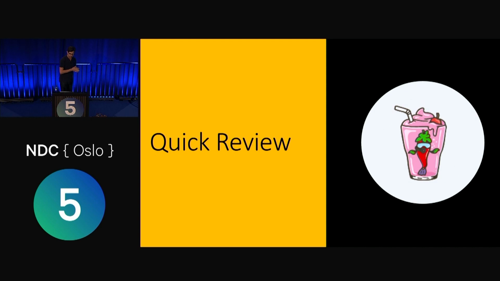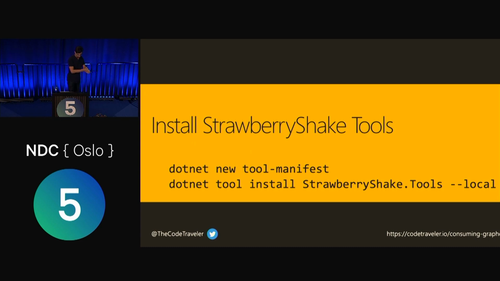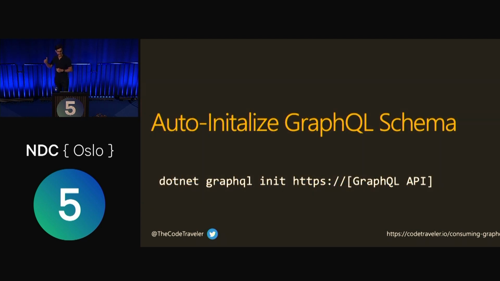Strawberry Shake. So let's do just a quick review, because again, I know I skipped over these steps. I want to really make sure we point this out. We do have to install the Strawberry Shake tools. So again, that means opening up the terminal, typing in .NET new tool manifest into your folder, so the folder where you have the project, then running .NET tool install strawberry shake.tools. And then we want to auto-initialize that schema, so telling Strawberry Shake, hey, go get my schema so that you can do all the work for me and generate all the C# code for me. And we do that by saying .NET GraphQL init, passing in the URL of our GraphQL API.